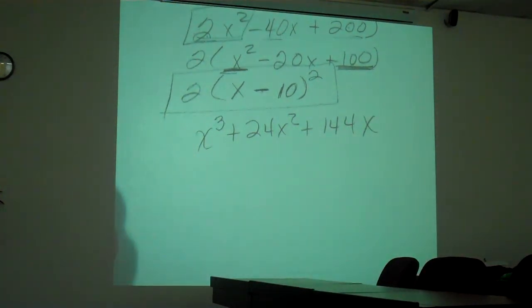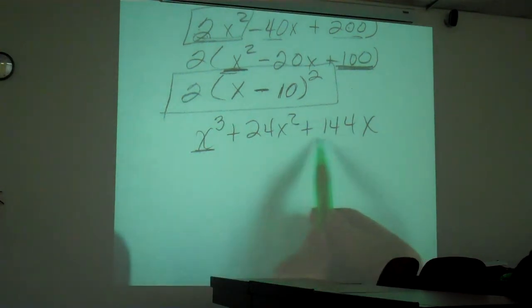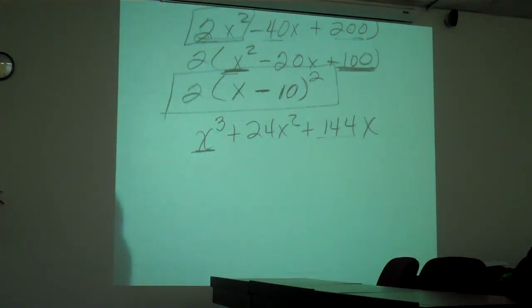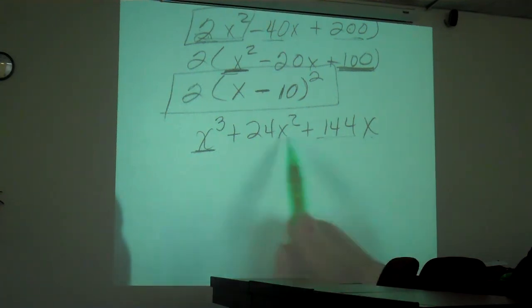Do we have perfect squares? Yep. x cubed is not a perfect square. Huh? That is a perfect square, but what do we need to do first? Put the x outside. Factor out an x.